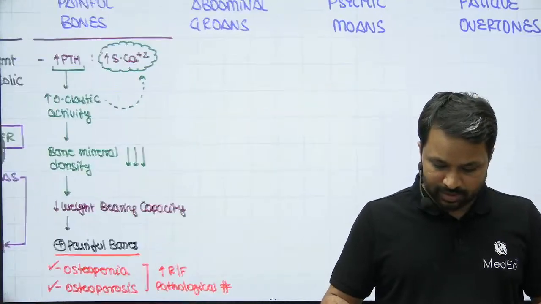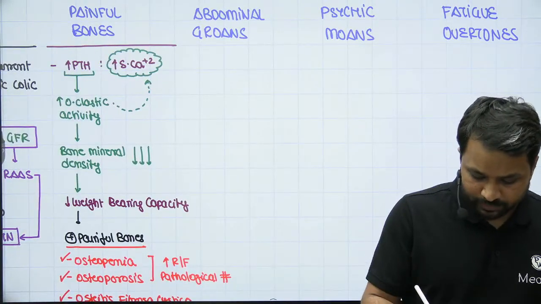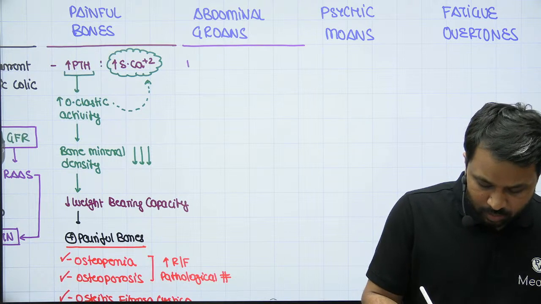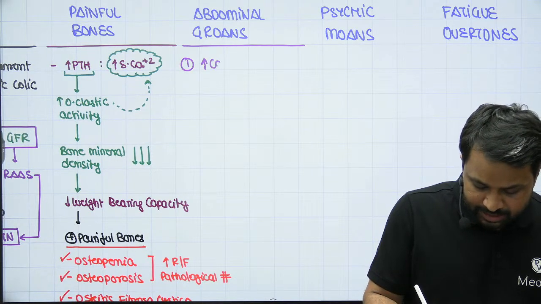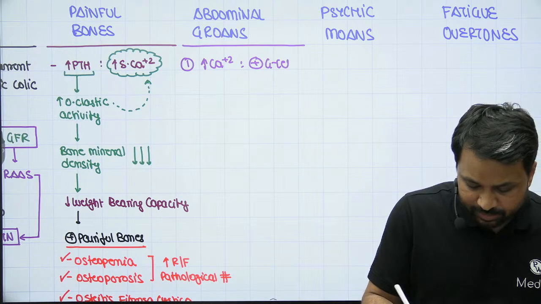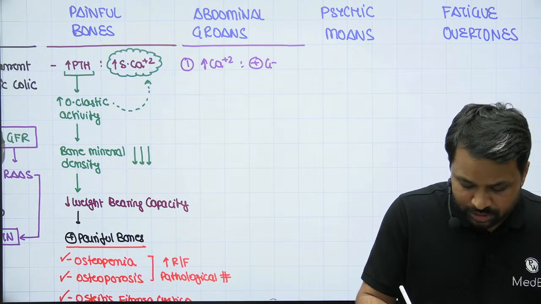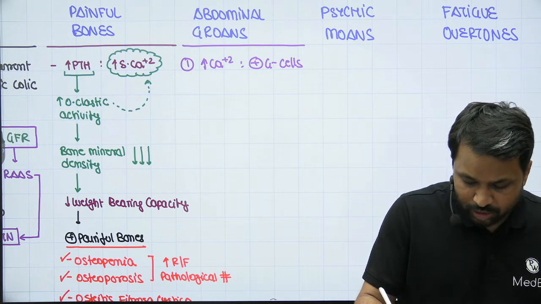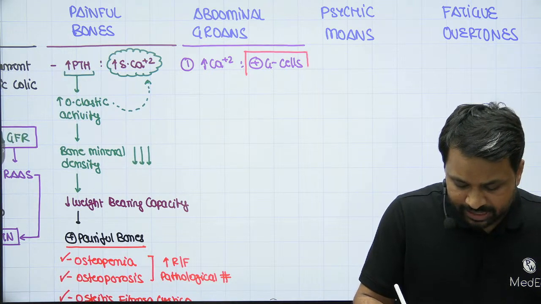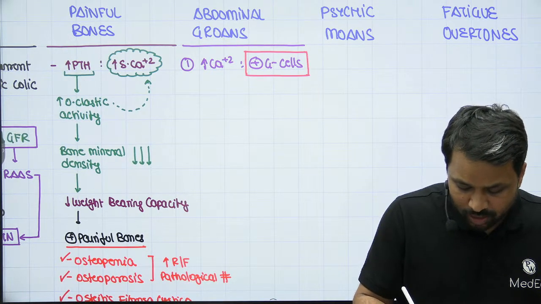Now, this is something which is going to be interesting. We'll try to understand. Abdominal groans occur because of multiple reasons. Reason number one, increase in serum calcium level actually activates the G cells inside the stomach, right? I hope everybody knows G cells. G cells are your gastrin producing cells. So what is the effect of the G cells? They cause increase in secretion of gastrin.